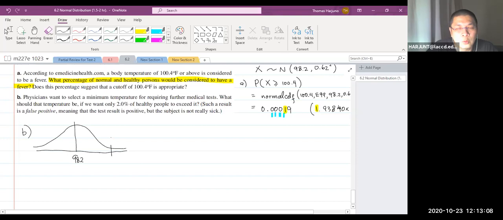Now, they say, you know what? Let's find out what the cutoff score is such that we will be cautious, and only 2% of people having that body temperature are actually still healthy. What is the probability? The probability that somebody's body temperature is more than that K is only 2%. So this can translate into something else.